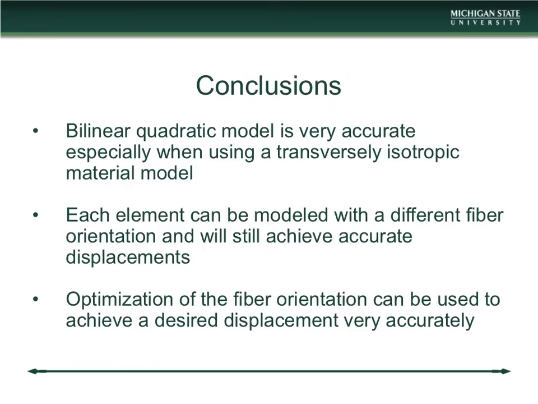Overall, we feel this project was a great success. We think that our bilinear quadrilateral model is very accurate. When modeling the transversely isotropic material model, each element can be modeled differently and still achieve accurate displacements. Also, optimization can be used to find the right fiber orientation and is also very accurate.